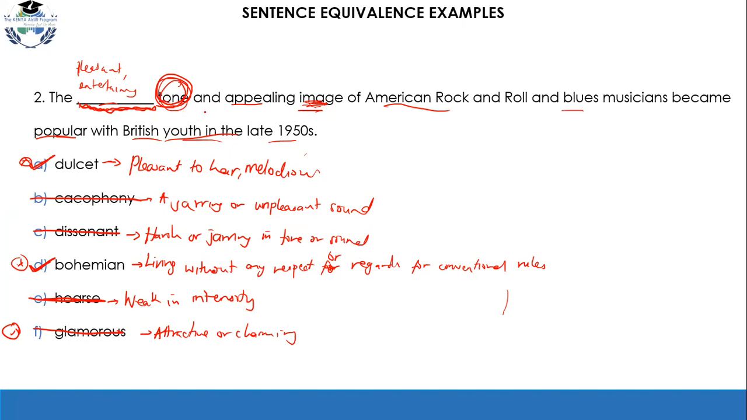A tone can't really be glamorous, right? When you're talking about glamorous, it is something to do mostly with the fashion sense, right? So a tone can't really be glamorous. So the dulcet tone and appealing image of American rock and roll and blues musicians became popular with the British youth in the late 1950s. And then the bohemian tone and appealing image of American rock and roll and blues became popular with the British youth in the late 1950s.